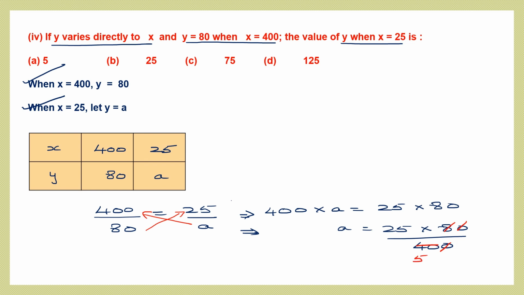We can cancel 5 and 25. 5 fives are 25. So the only number left is 5. So the value of A is 5. And what is A? A is y. So here we have found the value of y. Y is equal to 5. And which option is that? That is option A, 5. So this is our answer.